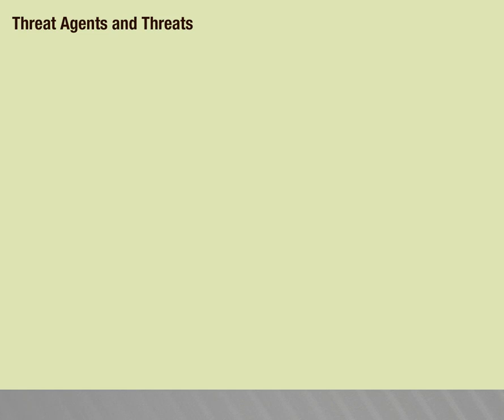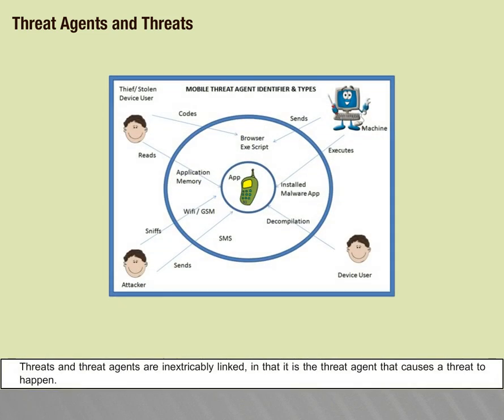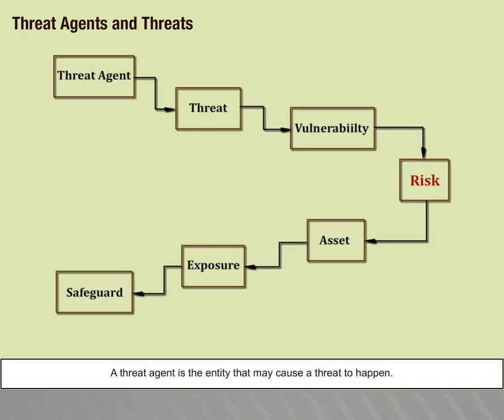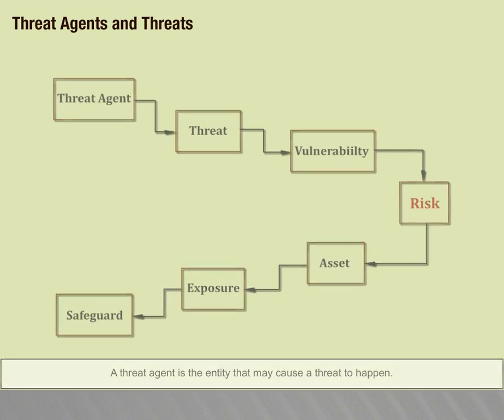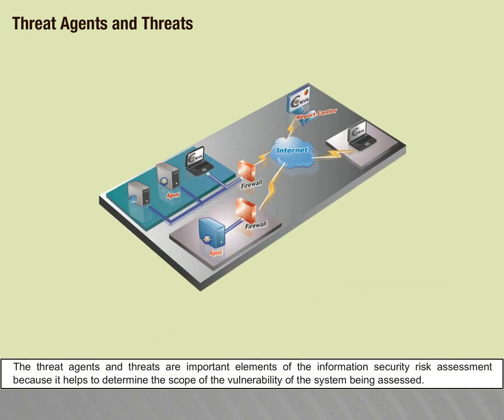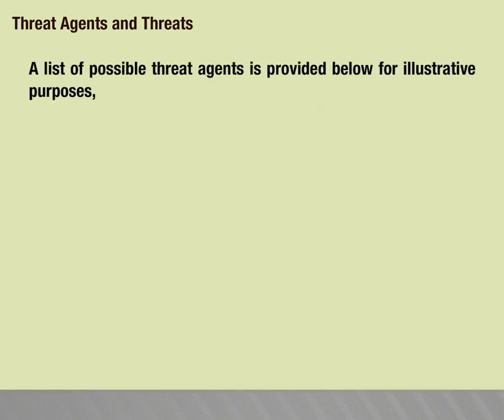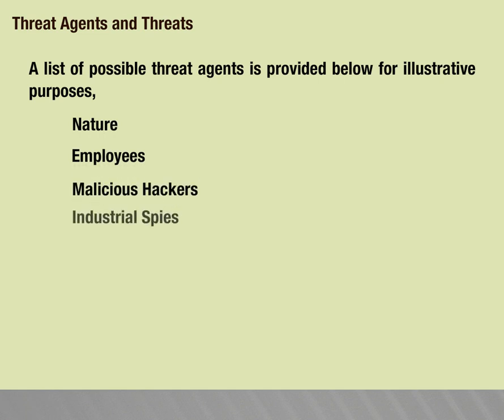Threat agents and threats. Threats and threat agents are inextricably linked in that it is the threat agent that causes a threat to happen. A threat agent is the entity that may cause a threat to happen. The threat agents and threats are important elements of the information security risk assessment because it helps to determine the scope of the vulnerability of the system being assessed. A list of possible threat agents is provided below for illustrative purposes. Nature, employees, malicious hackers, industrial spies, foreign government spies.